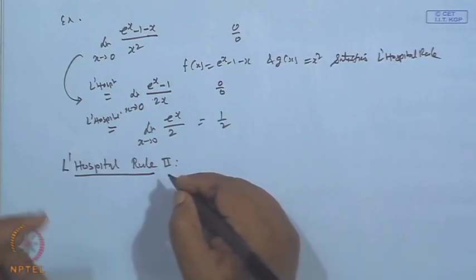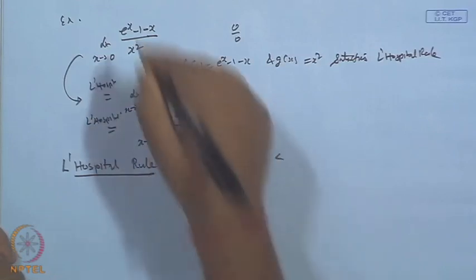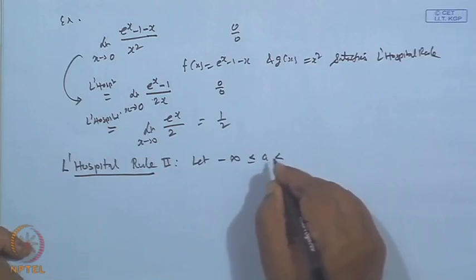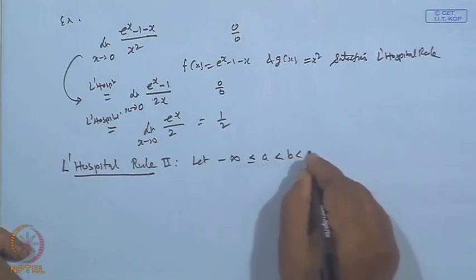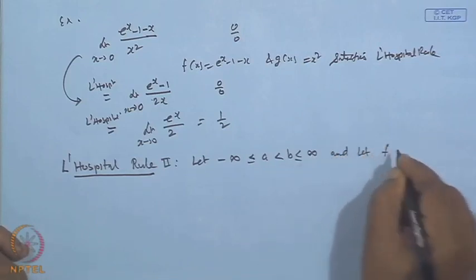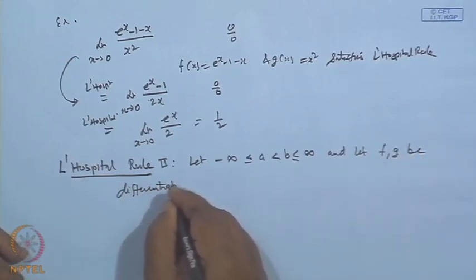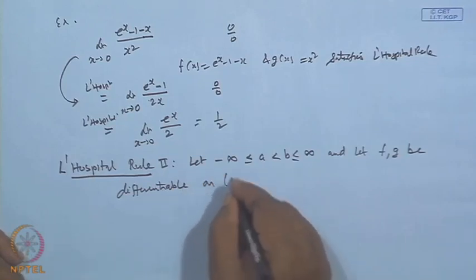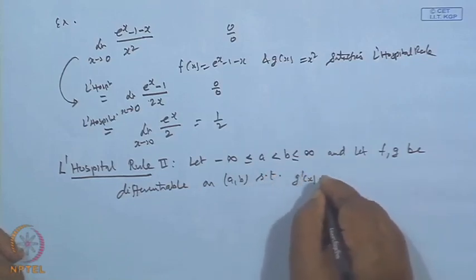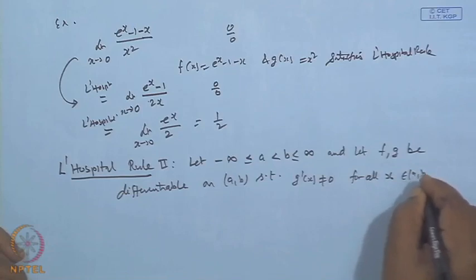Here is slightly different than the previous one. Let minus infinity, which is the case not covered in the previous one, be less than or equal to a, less than b, less than or equal to infinity, it may be infinity also, and let f and g be differentiable on the interval (a, b) such that g prime x is not equal to 0 for all x belonging to the interval (a, b).